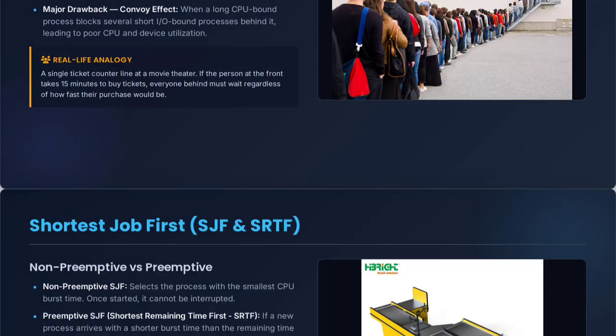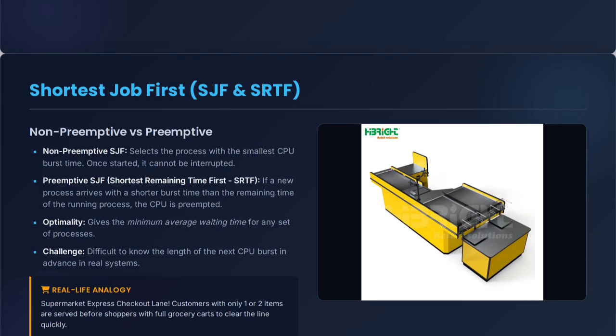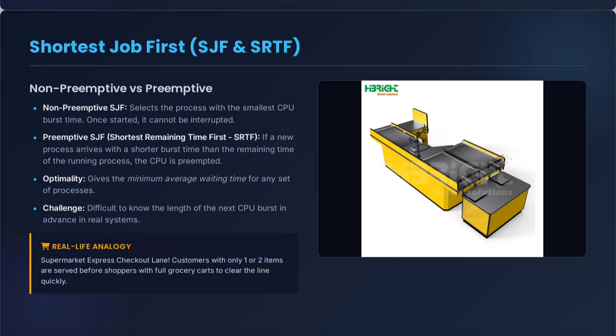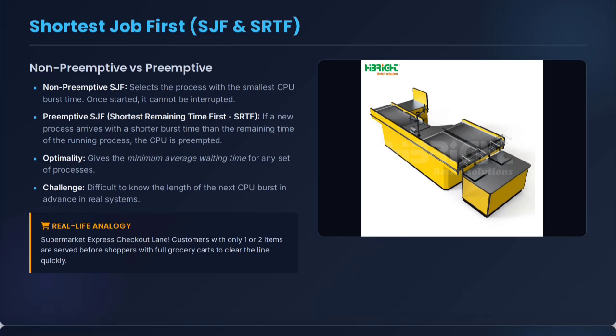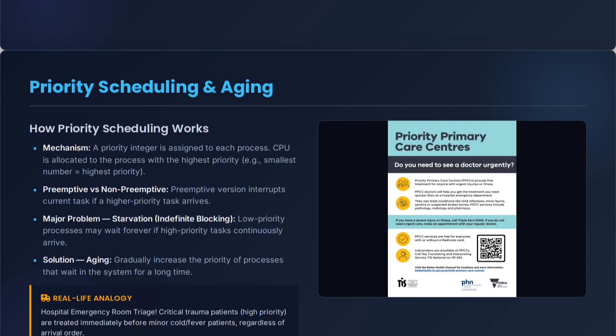Okay, again, shortest job first. Non-preemptive versus preemptive. Okay, then we cover this point.